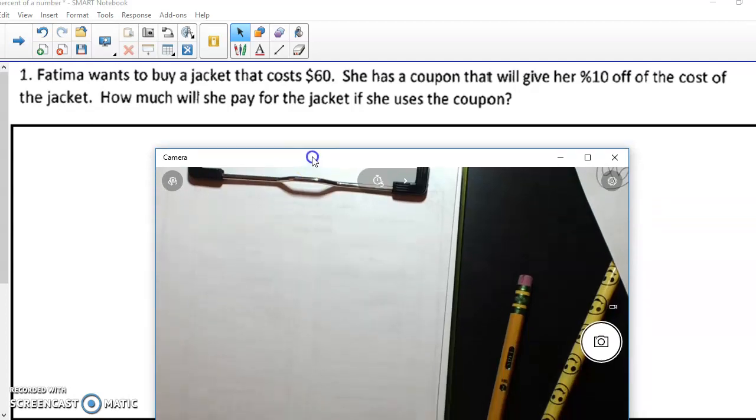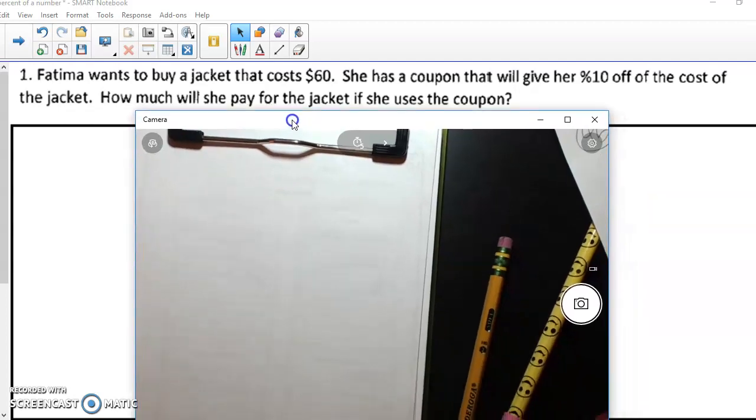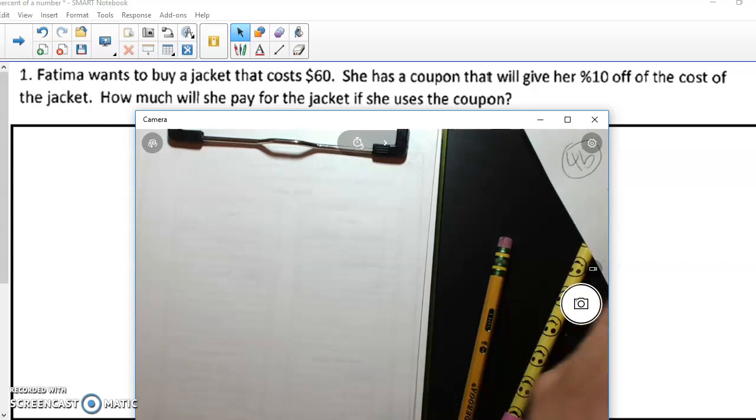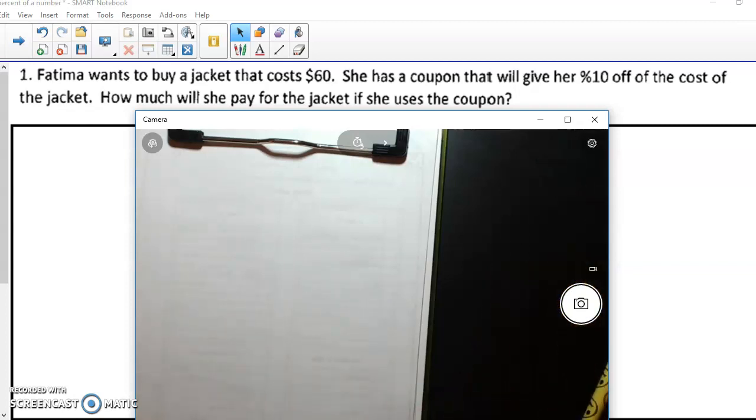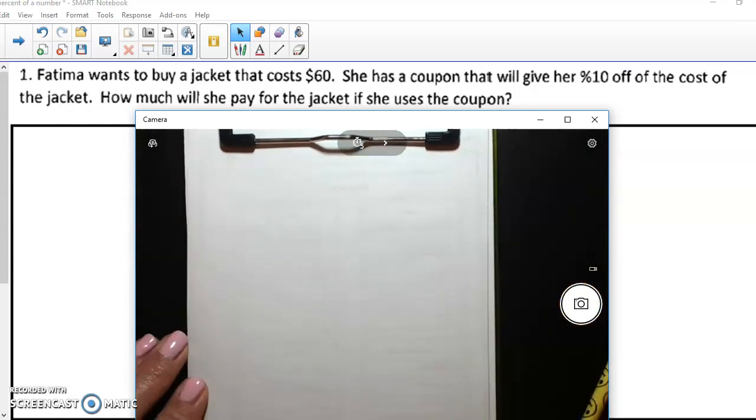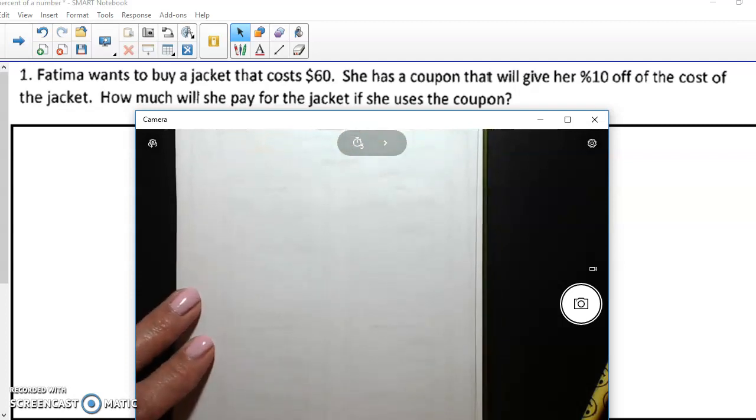Hi everybody, I'm excited about teaching about percents. So this is percents, and we're going to draw a percent box. It's a lot like, let me straighten this out, it's a lot like a double number line.